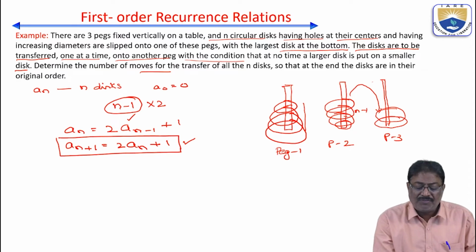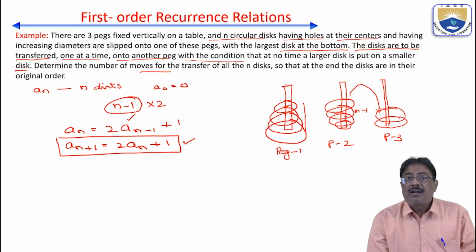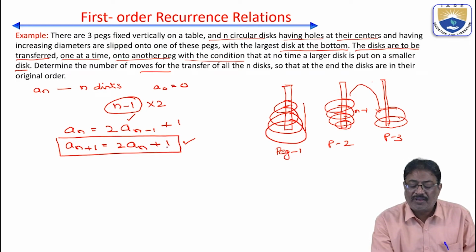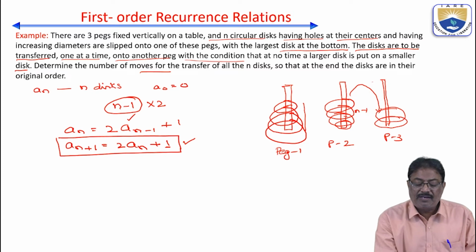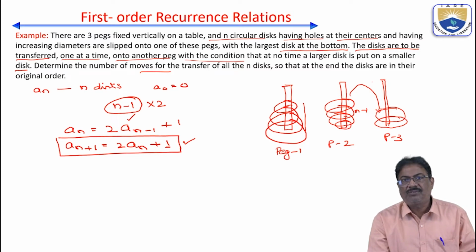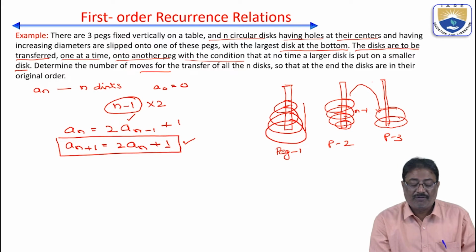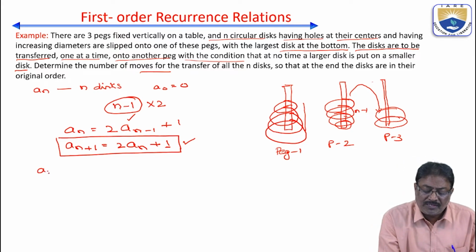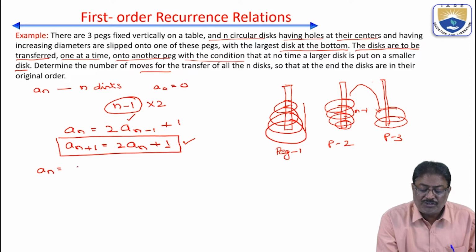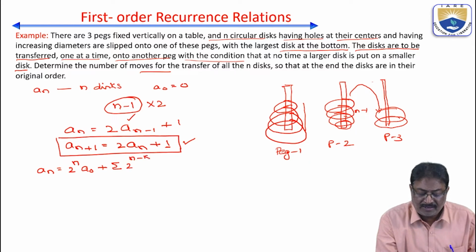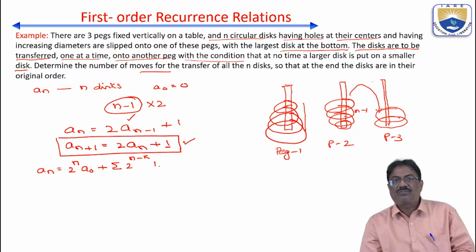For solving the recurrence relation, this is nothing but a non-homogeneous recurrence relation, because f of n is not equal to 0. So here it is of the form a n plus 1 equals c a n plus f of n. So the solution is a n equals c to the power of n, which is nothing but 2 to the power of n a naught, plus summation of c to the power of n minus k times f of k. f of k is equal to 1.